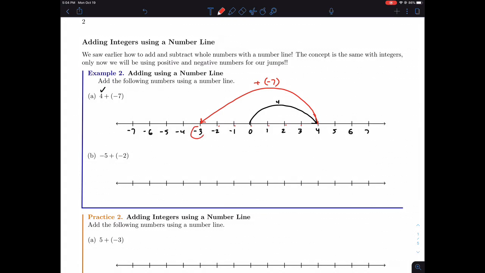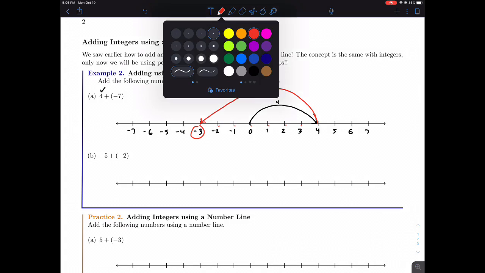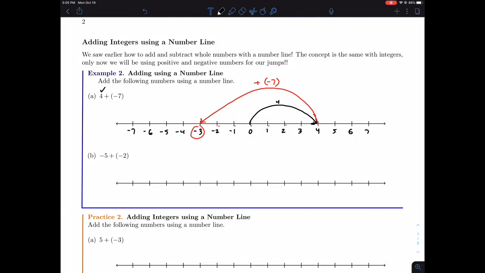Wherever our last arrow ends in an addition is always going to be our answer. And notice that the arrow of the first and the tail of the other one always meet. Subtraction works the opposite of that, and I'll show you when we get to that.